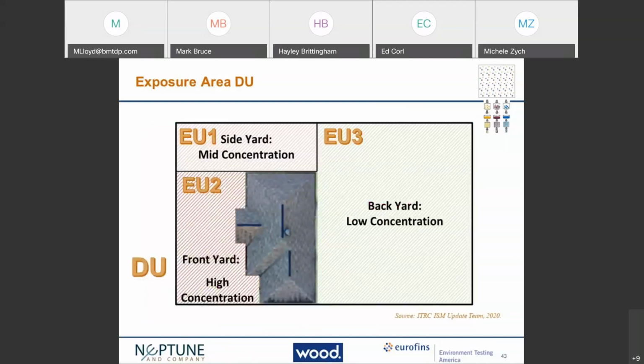Another example would be an exposure area DU. Think about it here.